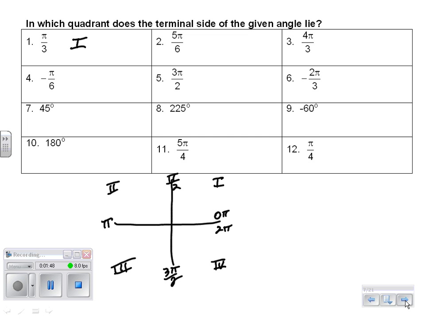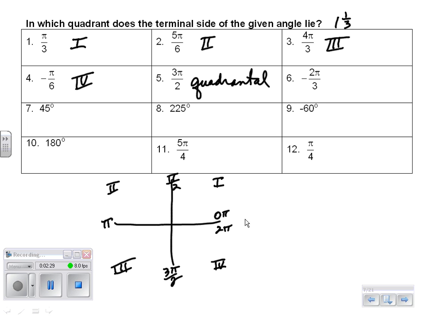5 pi over 6 is more than 1/2, but it's less than 1 pi, so it's going to be over here in quadrant 2. 4 pi over 3 is greater than 1. It's 1 1/3. So we know we've passed the 1 pi, and we're 1/3 of the way into the next pi, so we're in quadrant 3. Negative pi over 6 starts here and does a negative rotation, which is less than 1/2, so we're in quadrant 4. 3 pi over 2 is down here, and that is quadrantal.